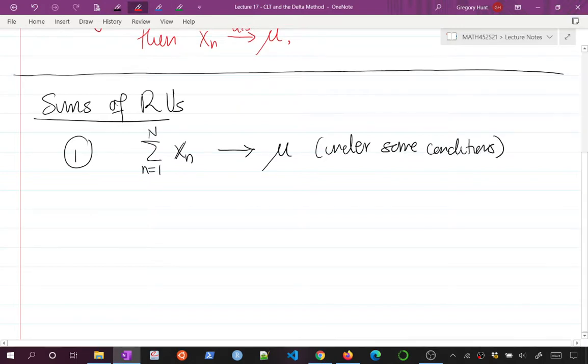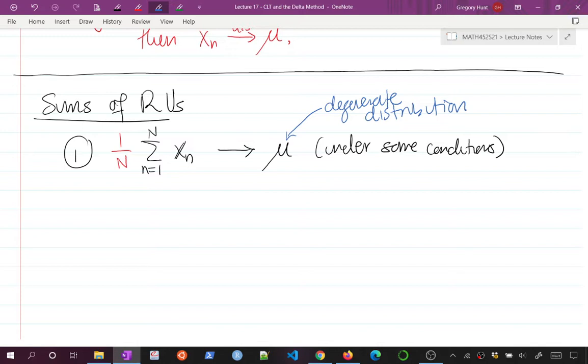If I normalize this sum by 1 over n, by 1 over how many of them I'm looking at, we can think of this mean, mu, as some degenerate distribution. So yeah, it converges to a single value under some conditions. So this is the strong law of large numbers and the weak law of large numbers. So these would be my laws of large numbers.